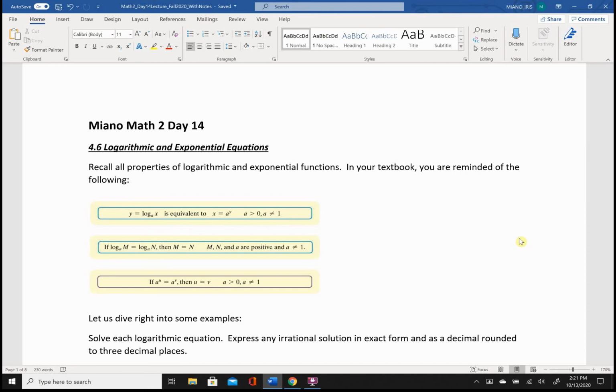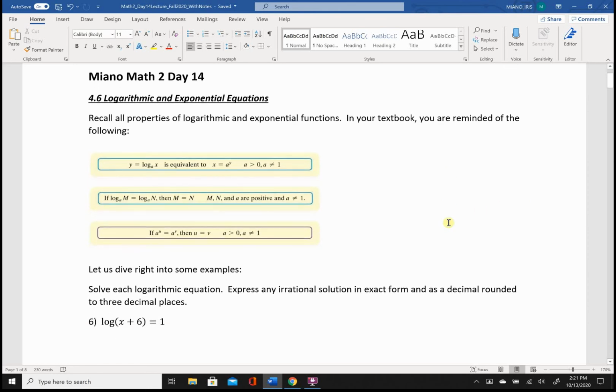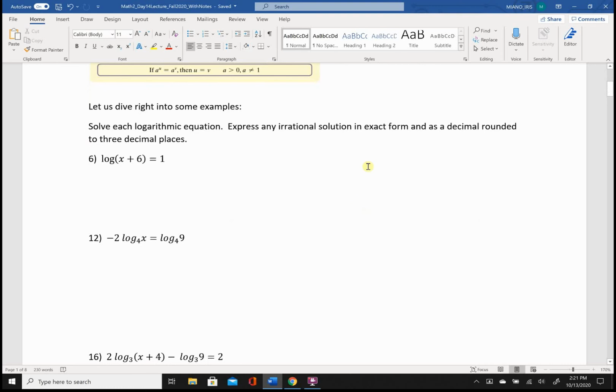So lots to cover. Let's go ahead and dive right in with section 4.6, which is basically a review, but we're going to be entertaining some more complex logarithmic and exponential equations in our process of finding the solutions. The textbook reminded us of a few of the properties of exponential equations and logarithmic equations, so note those of course, plus all of the other ones that we learned, as we solve the following equations.